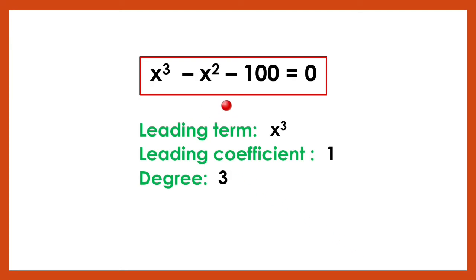Okay, this is our example kanina. So, we have x cubed minus x squared minus 100 equals 0. Ang leading term niya ay x cubed. Ang leading coefficient niya is 1. Ang degree niya ay 3. So, what type of polynomial equation is this equation? So, mapapansin natin sa degree niya ay 3. Kung ang degree ng polynomial equation is 3, that is cubic. So, ganun lang kadali mag-identify ng type ng polynomial equation. Nakadepende siya sa kanyang degree.